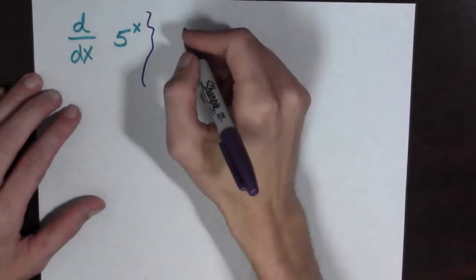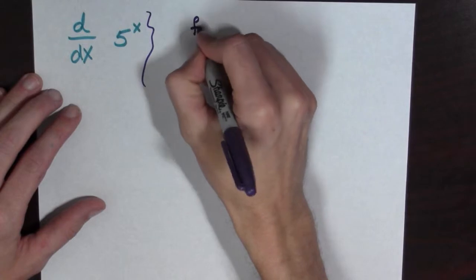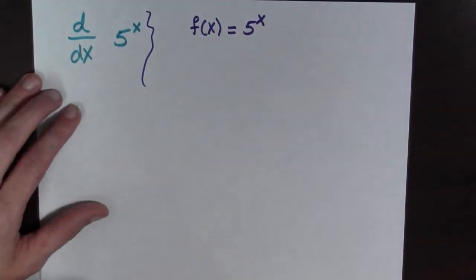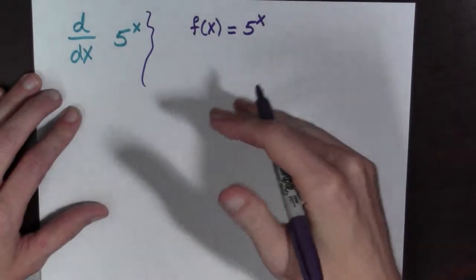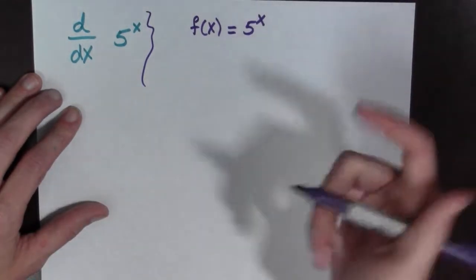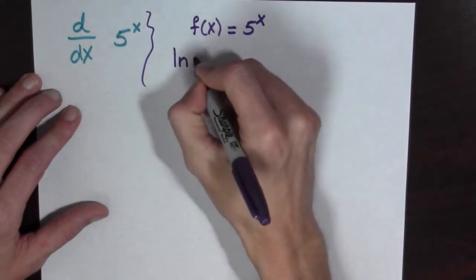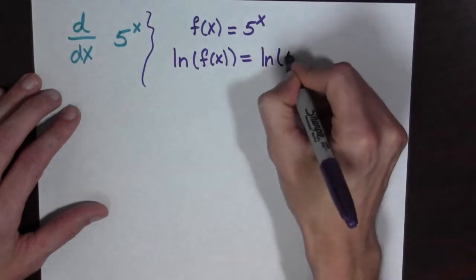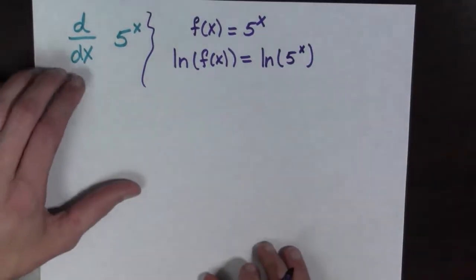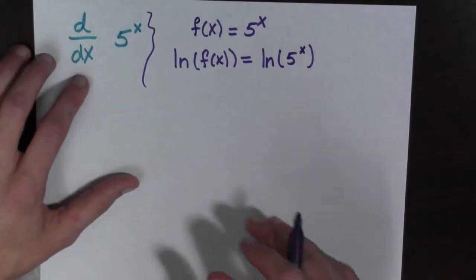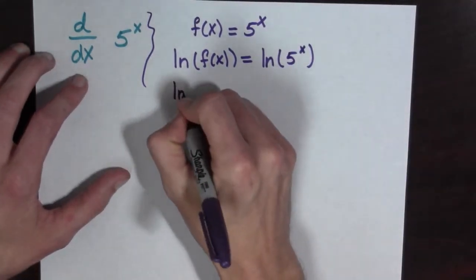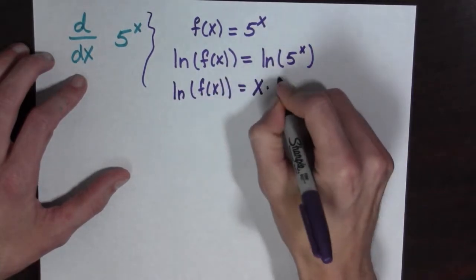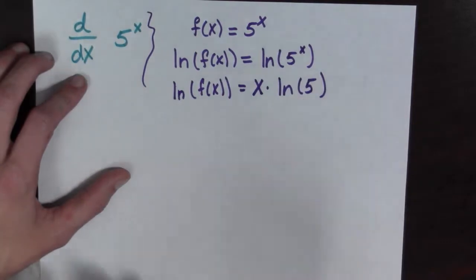And so the first step will be, I'll set f of x equal to 5 to the x. Now, I'm going to take the natural log of both sides. So I'm going to write natural log of f of x is equal to natural log of 5 to the x. Alright, and if you remember your log rules, you'll see that natural log of f of x is equal to x times natural log of 5.